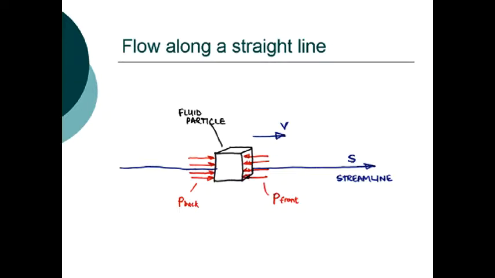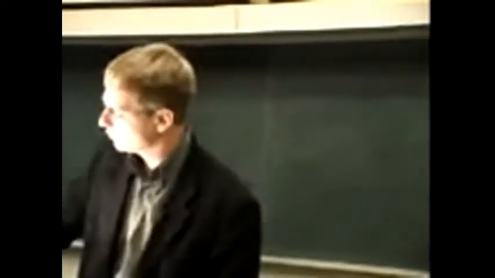Pressure, of course, always acts normal to the surface and always inwards. Now, if this is in a uniform pressure, then the pressure in the front and the pressure in the back will be the same. And what do we learn? We learn immediately that the velocity of this fluid particle will not change. It will not accelerate, it will not decelerate. But what if we have a pressure variation? What do I mean by that?